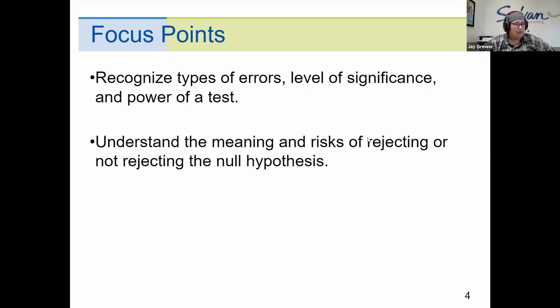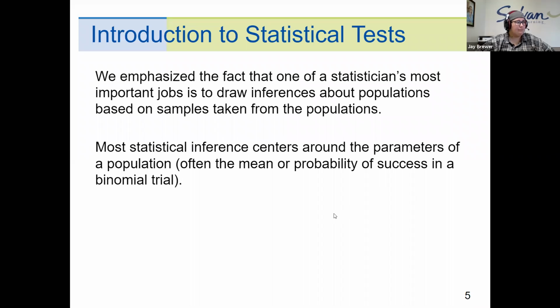And then understanding meaning and risk of rejecting or not rejecting the null hypothesis. So sometimes when you have a null hypothesis, the main point is to figure out if you're rejecting it or not rejecting it. When you reject a null hypothesis, that's basically you saying that you are statistically confident enough to say that you were wrong initially and you are rejecting the original thought. Not rejecting the null is that you are, of course, standing by what you said. You now have data to back it up, and you're saying that your original hypothesis was correct. Okay.